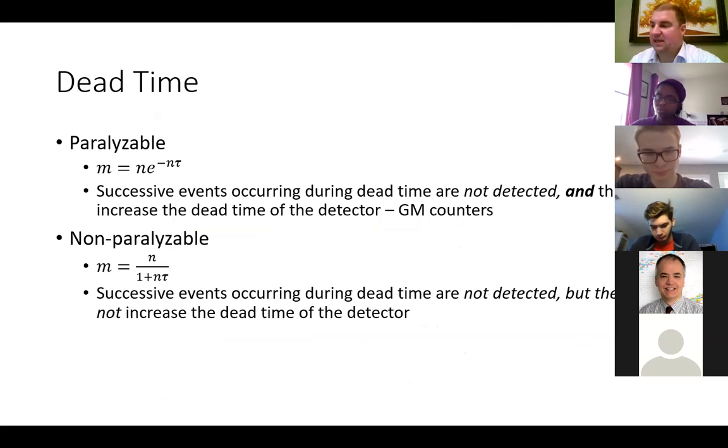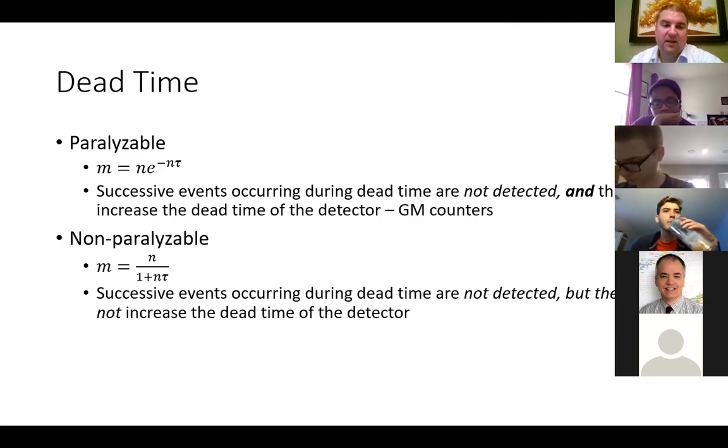So for our paralyzable detectors like GM counters, the measured count rate M equals the true count rate N times e to the negative N tau, and that tau is the dead time. If your true decay rate goes up, a very large N in that exponential term is going to make that e term go to zero. So for high enough true count rates, it's possible that your measured count rate could also approach zero.